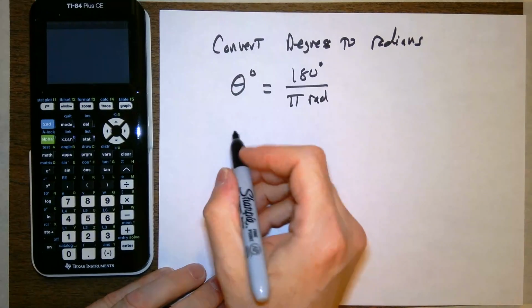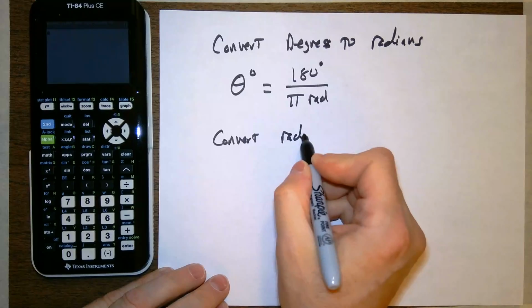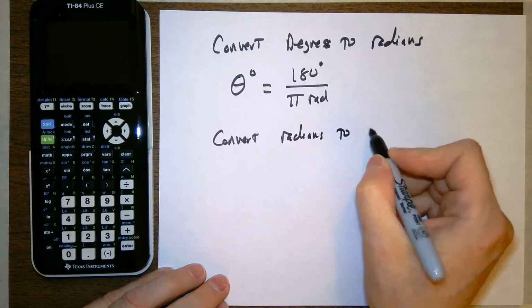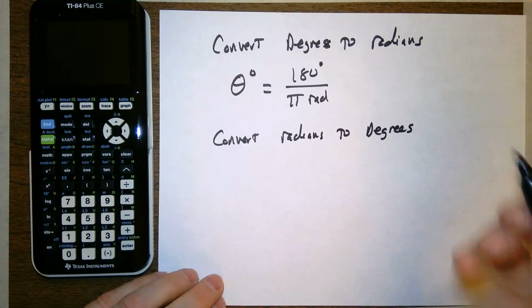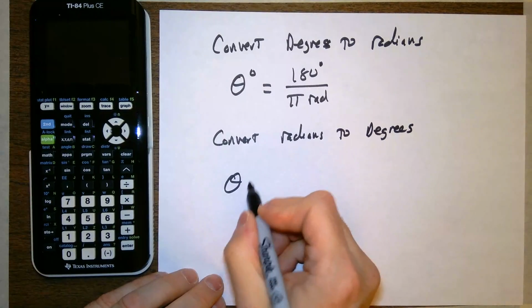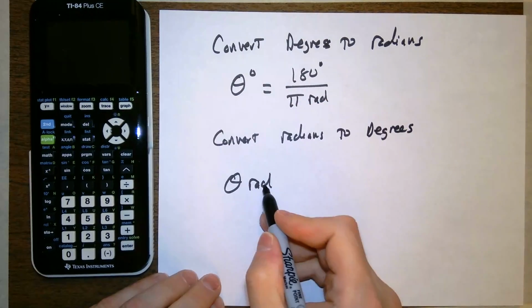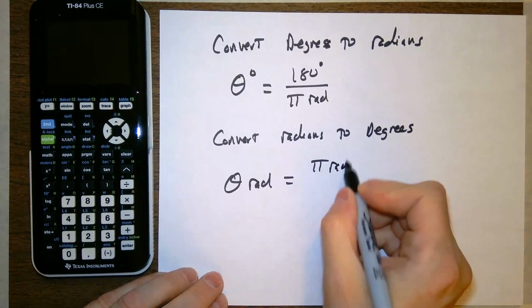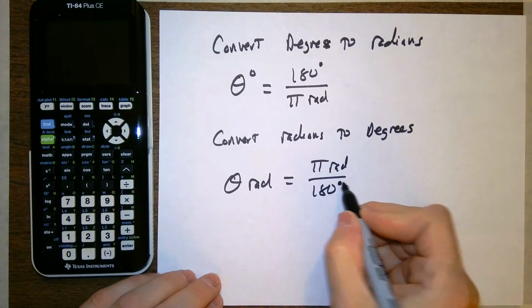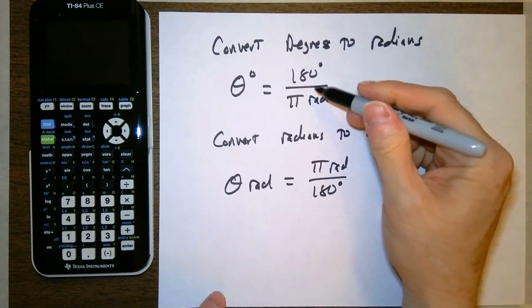I'm going to explain this in a moment. But going the other way, convert radians to degrees. Well, theta in radians, and we don't have a little symbol. This is theta in degrees. Theta in radians is pi radians over 180 degrees. So these are our unit conversions here.